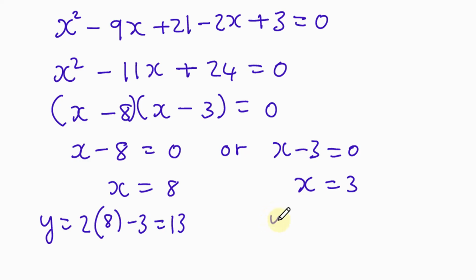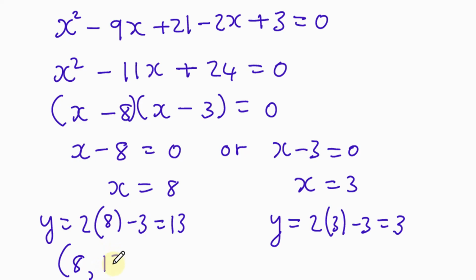And here we plug in x equals 3. So 2 times 3 minus 3. So that's 6 minus 3, which is 3. So our coordinates here will be 8 for x and 13 for y. And here the coordinates will be 3 and 3.